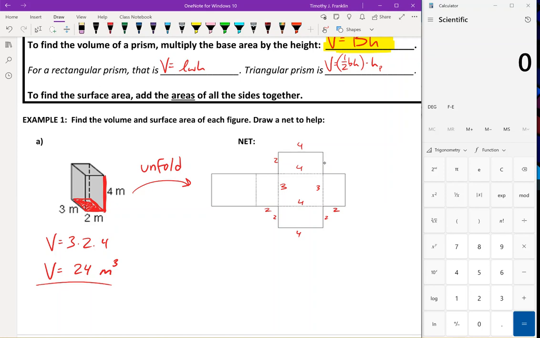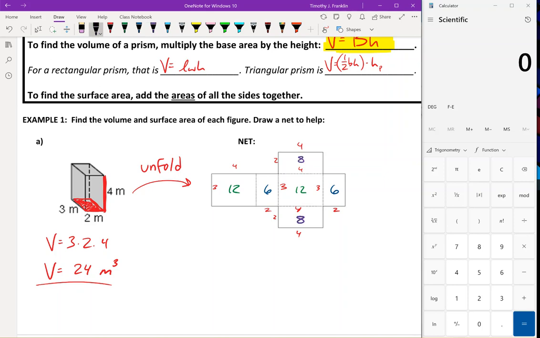Maybe marking every side isn't necessary, it gets a little busy. Okay, and then we have the 2 sides here that are 4 by 3, and those are these here. Okay, so the 4 by 3 sides, those have an area of 12. 4 times 3 is 12. The 2 by 3 have an area of 6, and the 2 by 4 have an area of 8.